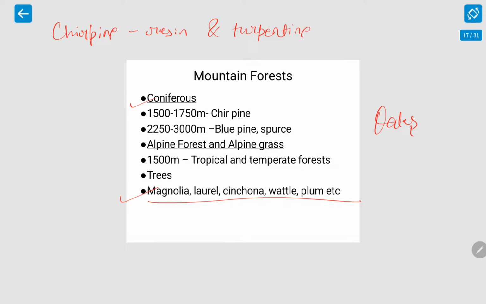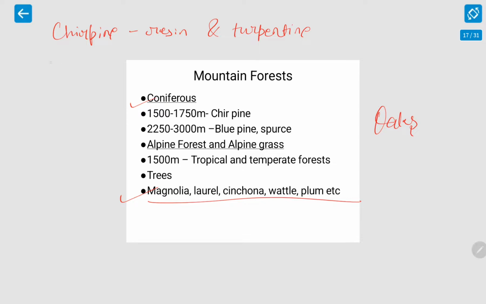Then it provides softwood. It is also used for making packing cases for tea. Tea has a definite packing case, like they can be packed in a wooden box and then tins and all like that. So chir pine is used for making it. Then it is found in Punjab, UP, and Kashmir.